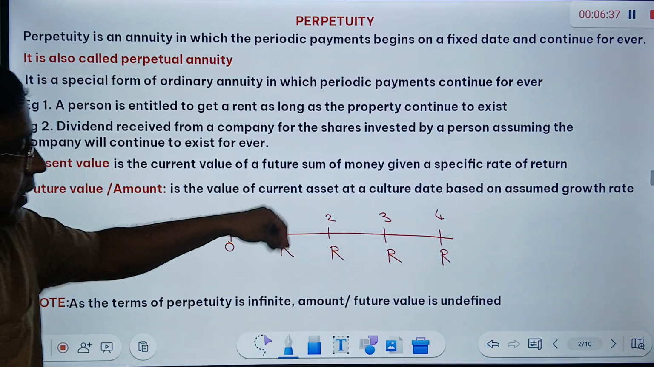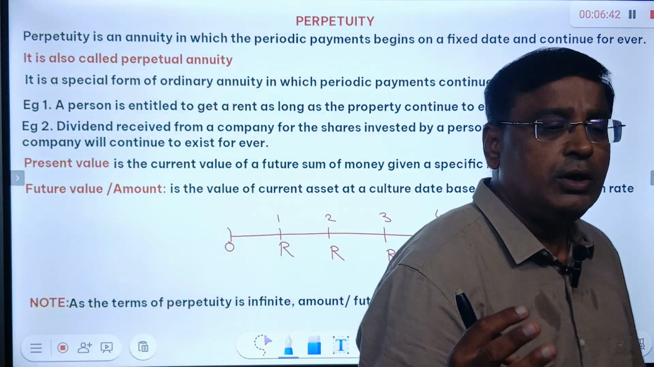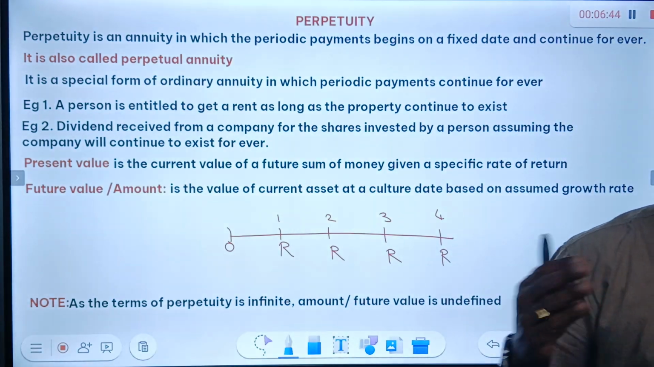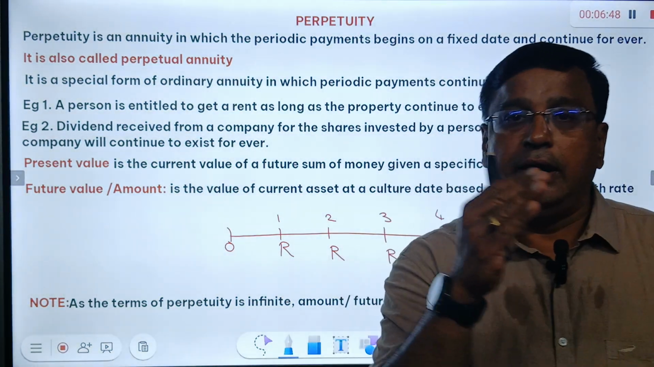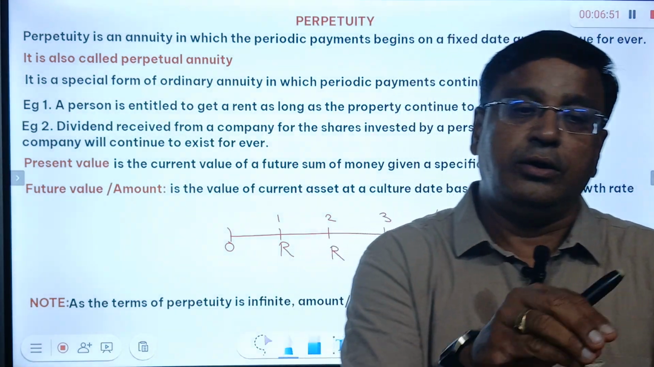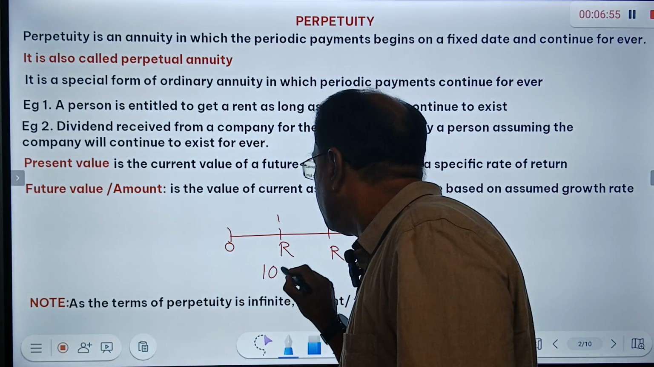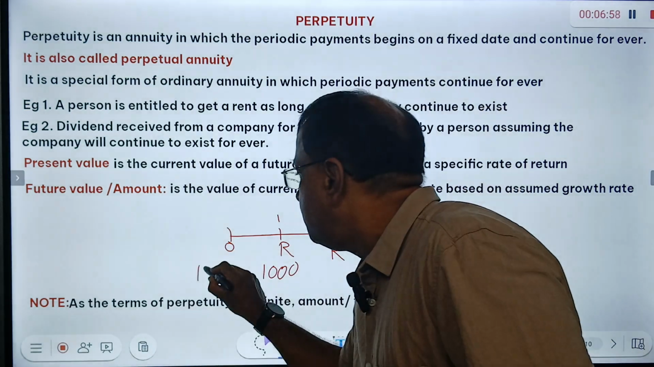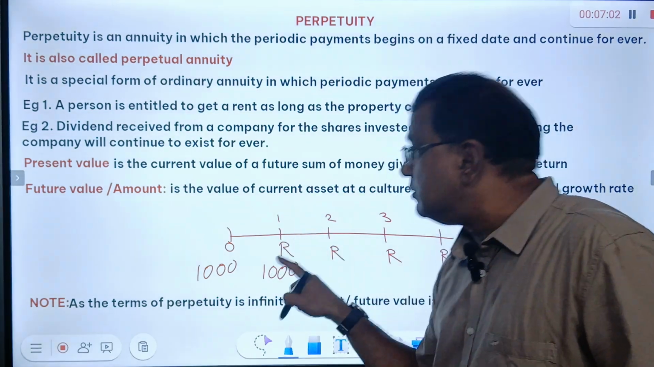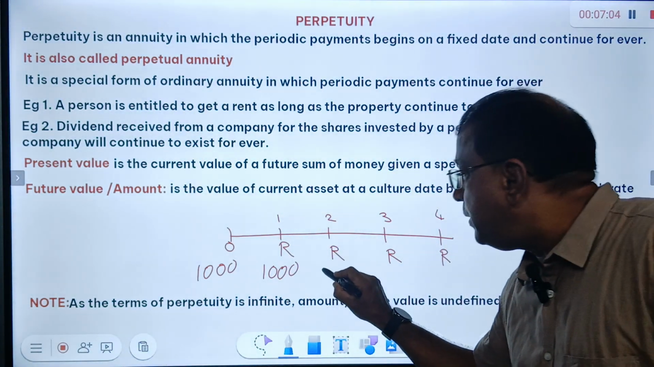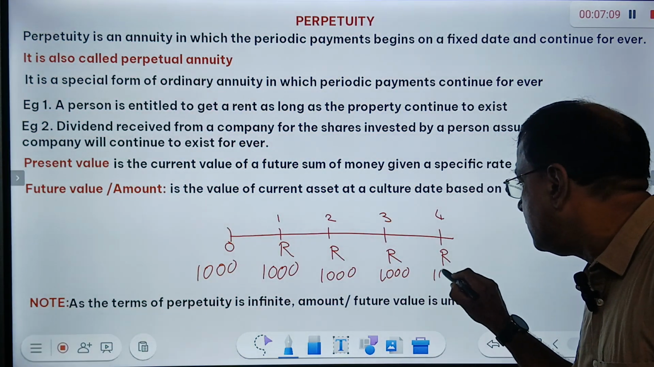Every time I keep paying amount R. A very simple example is, you have heard about fixed deposit in a bank. Okay, in a fixed deposit, what do you do? At the end of the period, or in the beginning you start with an amount, say 1,000 rupees. Okay, you pay 1,000 rupees in the beginning. After every term, at the beginning of every month, you pay 1,000 rupees.